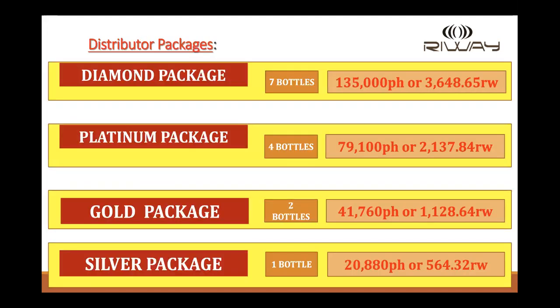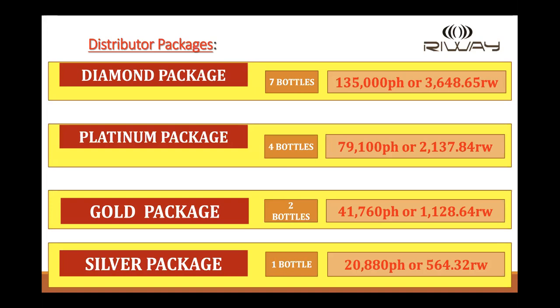All right. Now, there are only 4 packages in Reway. All right. We have the diamond package. As a standard, it is 7 bottles. That is 135,000. Now, how do I get 3648.65? All you need to do is use 135,000 and you divide by 37. Then you will arrive at 3648.65. All right, you can choose to use a calculator to do a calculation.